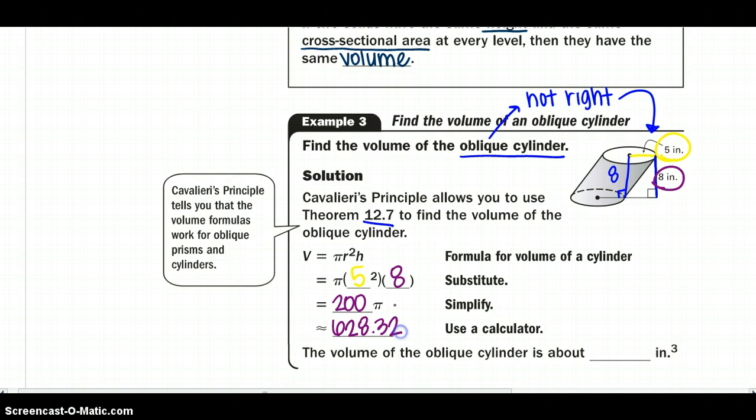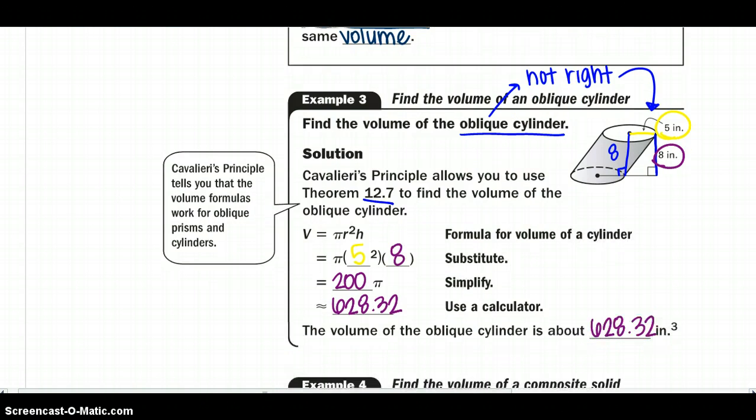Before now, when we were using our surface area equations, we were only using them for right cylinders or right prisms. Now we can use this volume equation for more than just right cylinders. Alrighty.